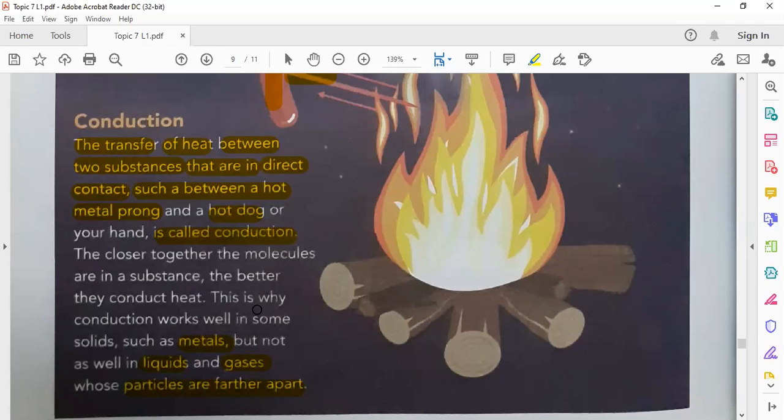Is this point clear? Conduction occurs much in solids because the particles in solids are very close to each other, as you know. But in gases and liquids, the particles are farther apart. For this reason, conduction is weak in gases and liquids.